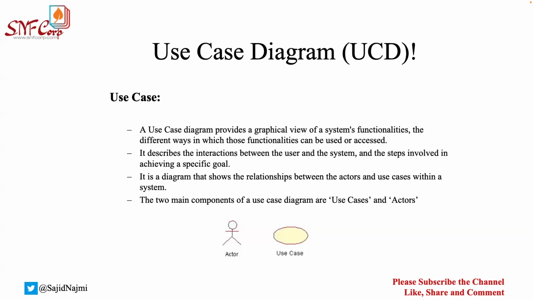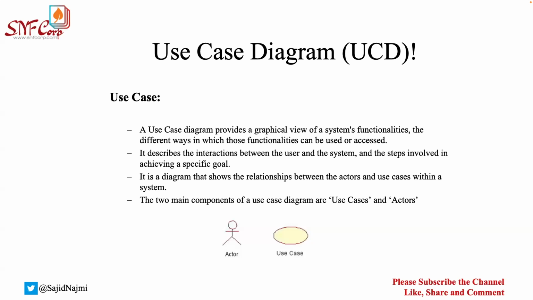So for the ATM machine, there will be one system boundary. Within the system boundary, there will be different use cases, like checking your balance or withdrawing an amount. All these actions or use cases are happening within one system boundary. So you don't need to be confused when I refer to the system boundary.